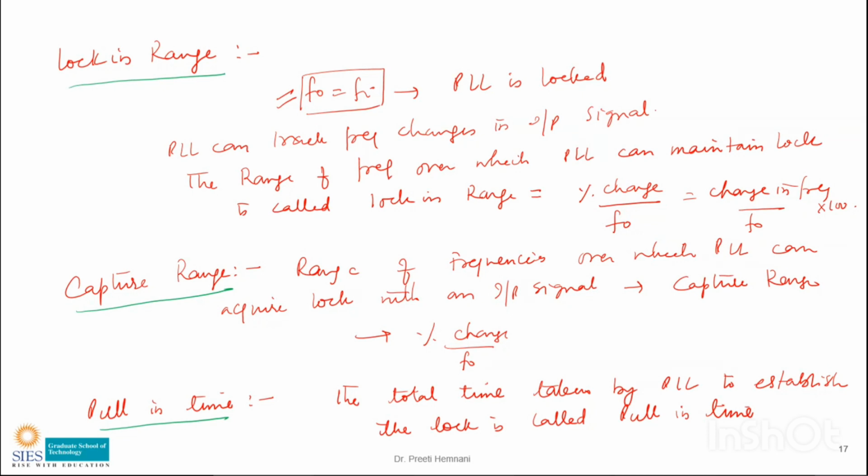And capture range is the range of frequencies over which the PLL can acquire lock with an input signal. It's called the capture range. And pull-in time is the total time taken by the PLL to establish the lock.